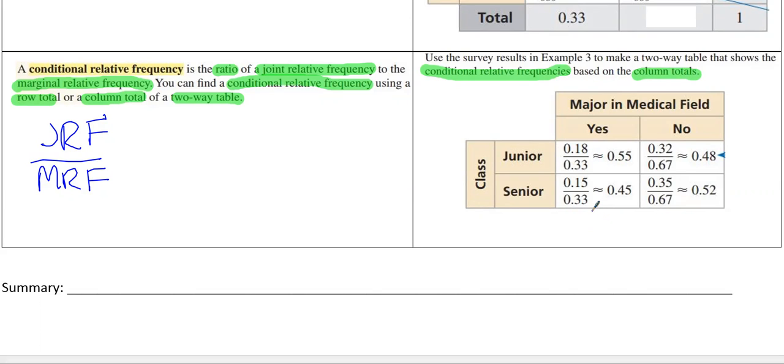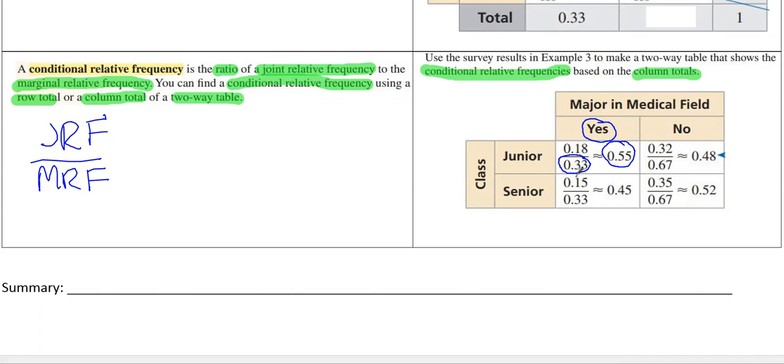What this conditional relative frequency is telling us is, out of the people who said yes, that's the condition, out of the people who said yes, that's the 0.33, what percentage of them were juniors? Well, that's 55%. So 55% of the people who said yes were juniors.